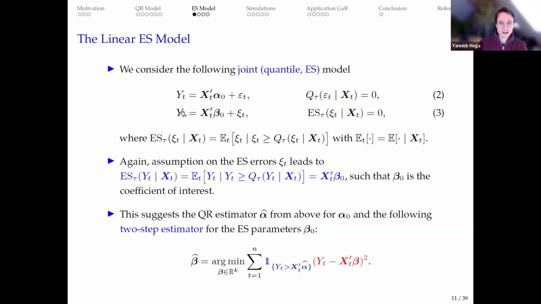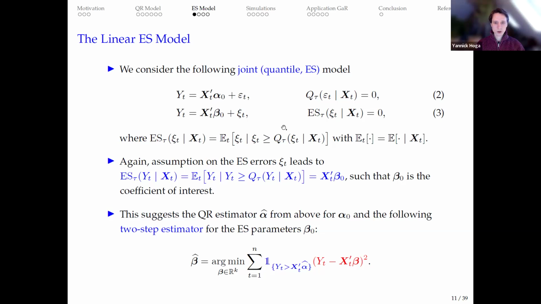And then there's the actual regression of interest to us, where the expected shortfall is modeled as a function of covariates. And similarly as before, the assumption we place here on the error xi t is what gives content to the regression. And in this case, again, we assume the tauth expected shortfall of xi t given covariates to be 0. Just like in a standard mean regression, it would be the expectation of xi t given xt is 0.